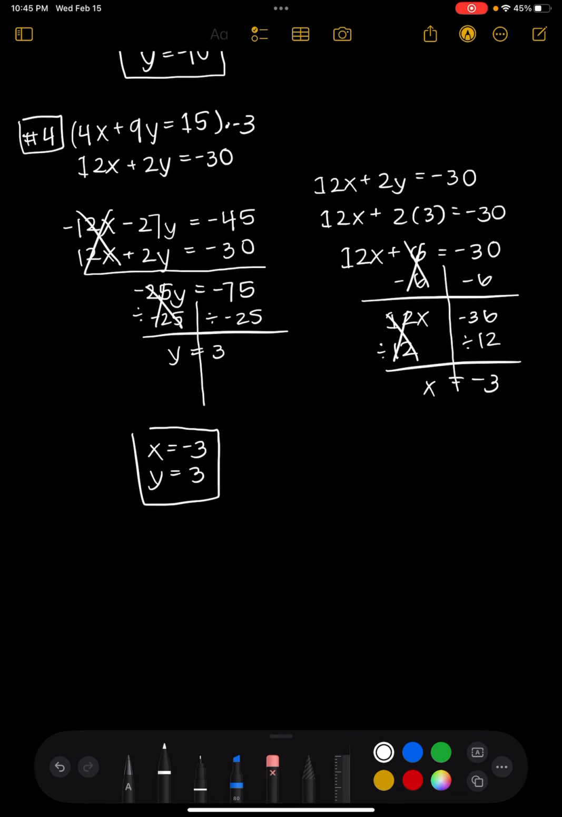That is my full solution. And there we have it, how to solve systems of equations with elimination.